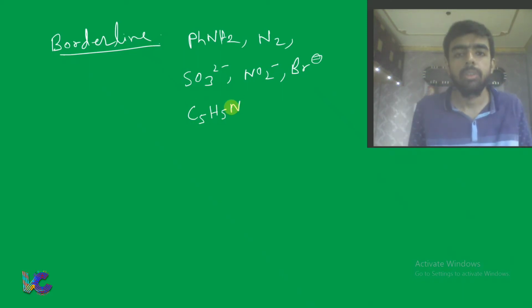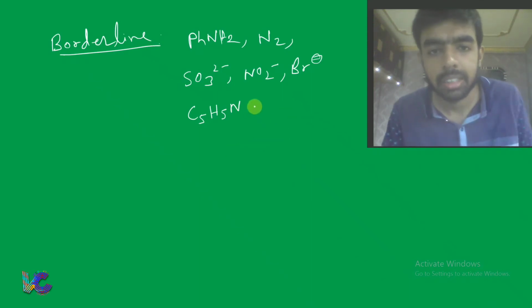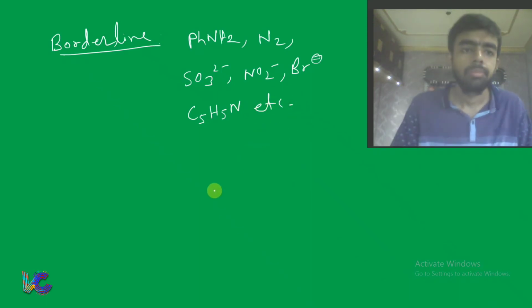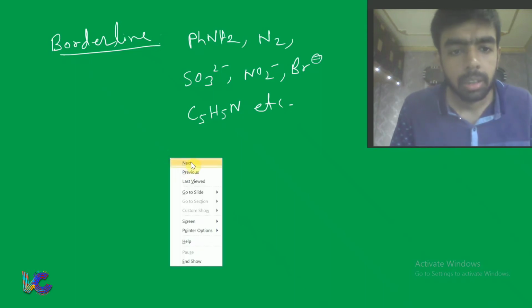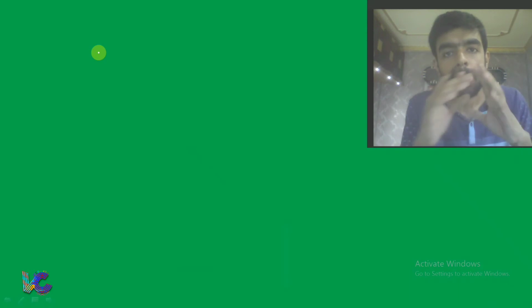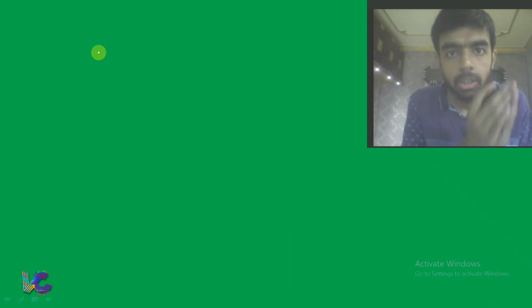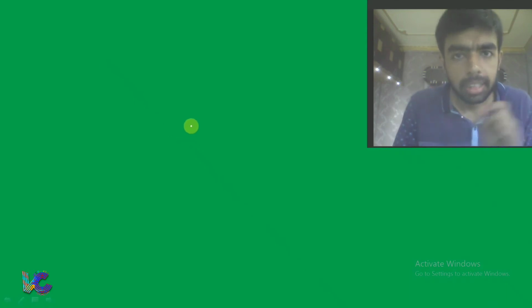So these are the examples of borderline ligands: pH, NH2, N2, NO2 minus, Br minus, etc. Now if you observe very closely the hard acids, soft acids, hard bases and soft bases, then you can classify the metals into two classes.